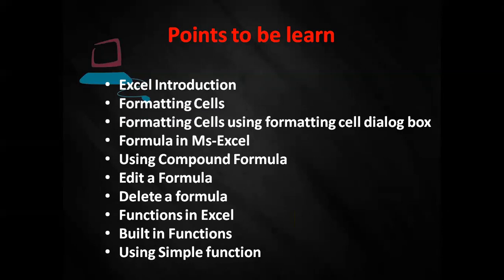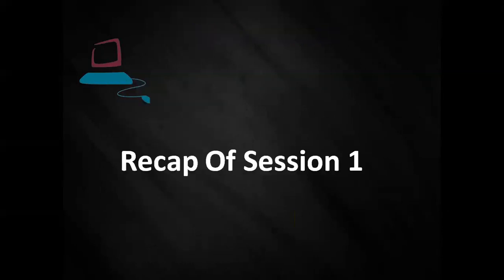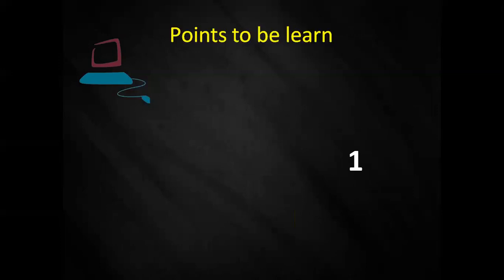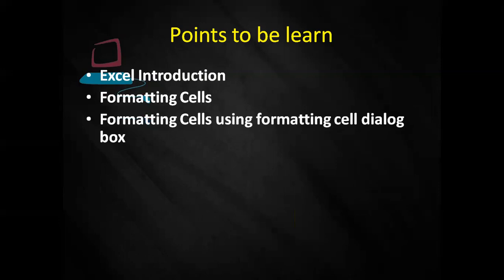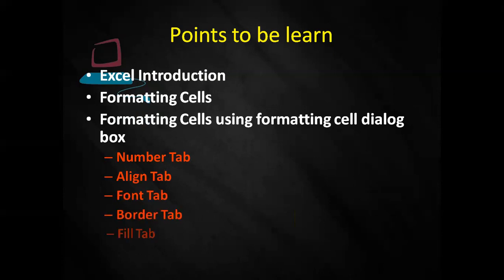And already we have learned a few points in the first session. So let's have a small recap of the first session. In the previous session last week, we learned about introduction of Excel, then formatting cell using formatting cell dialog box. In that, we have learned number tab, align tab, font tab, border tab, fill tab, and protection tab. These all tabs we have learned in dialog box practical already, and I hope you all have practiced. So let's begin the second session.